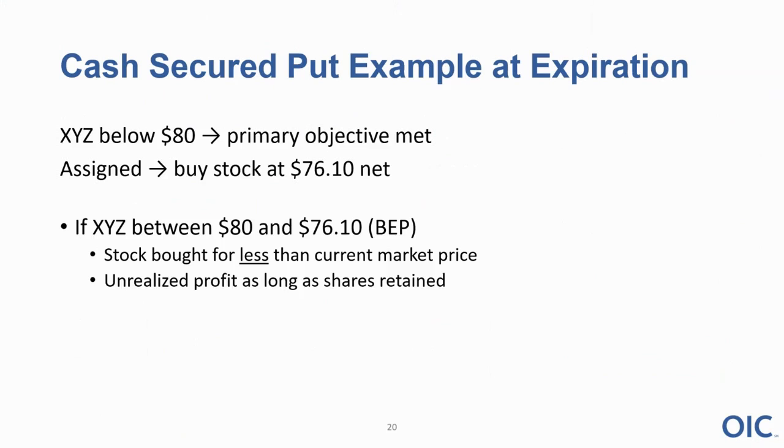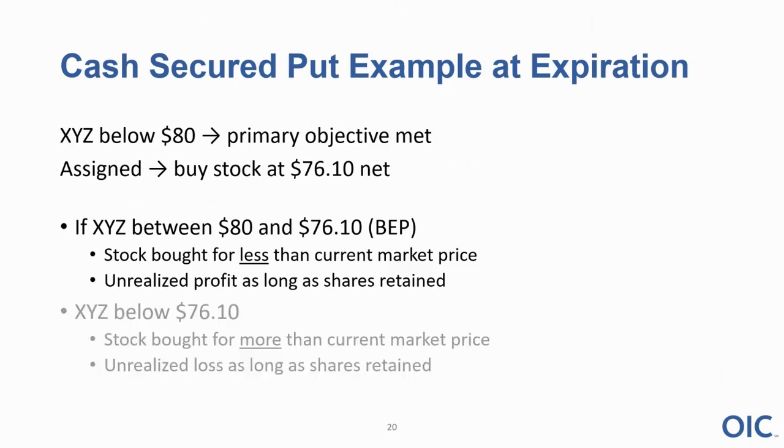We bought stock for less than that current market price of, actually it was 81.50 when we first did our trade. So we're buying stock almost $5 below where it was originally trading. And that's going to be an unrealized profit as long as we hold on to those shares. Once we sell those shares, the profit is going to be the difference between that 76.10 where we theoretically bought it for and whatever our selling price is.